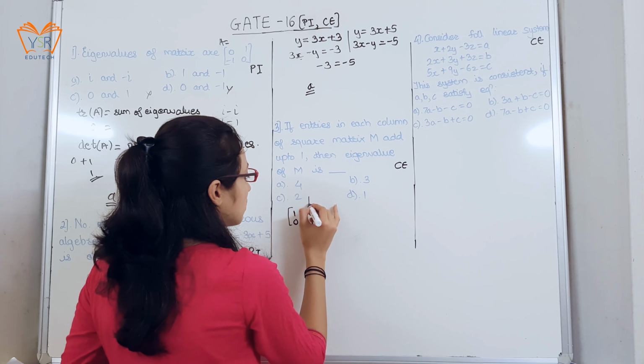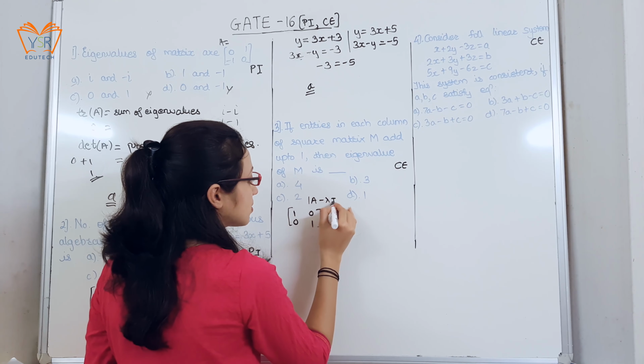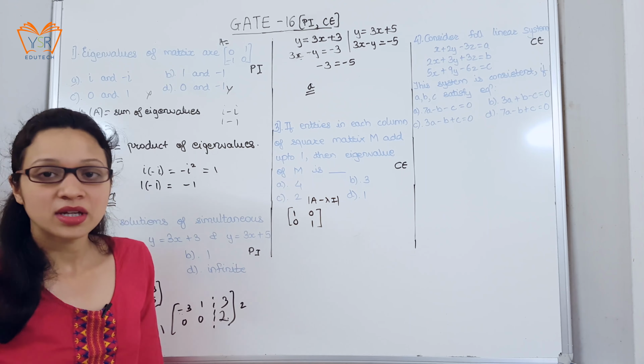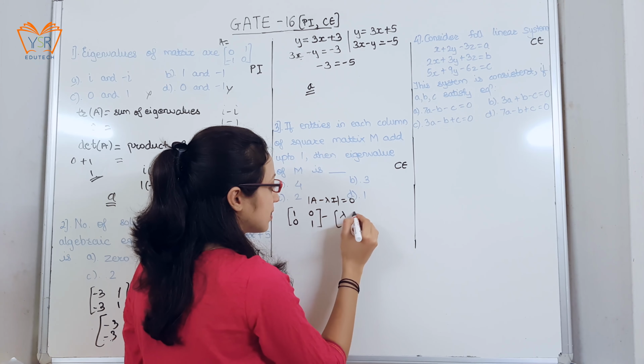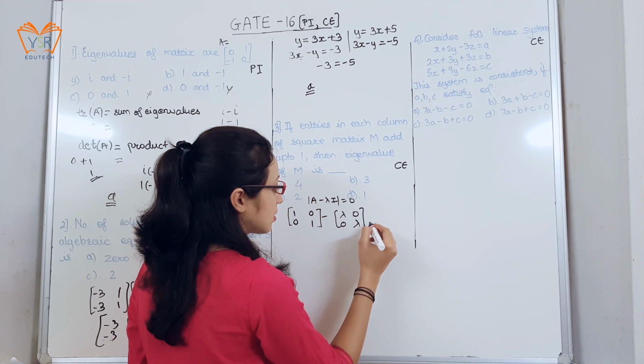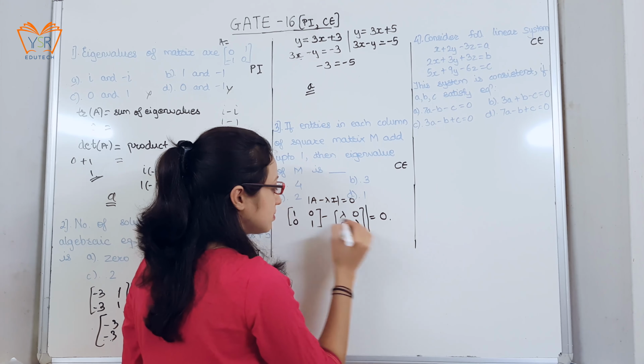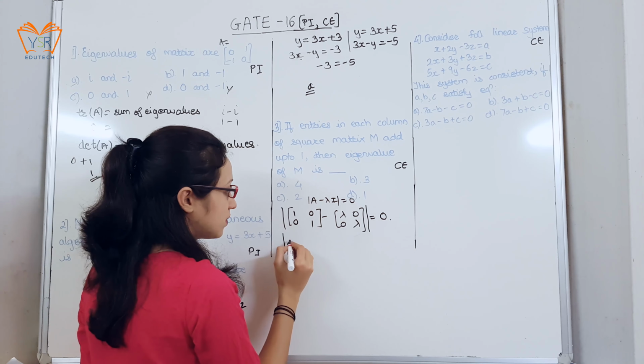Now we know the formula for eigenvalues: the determinant of A minus lambda I is equal to 0. So here we can write, solving further.